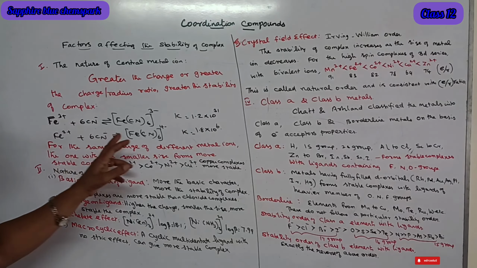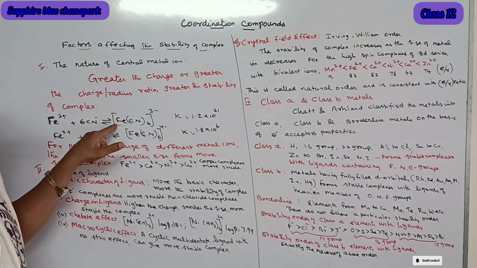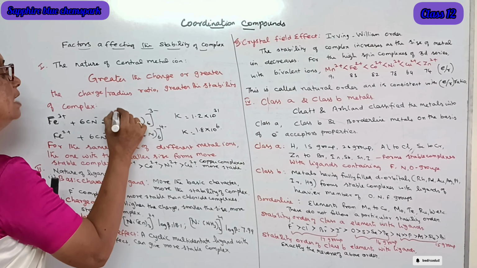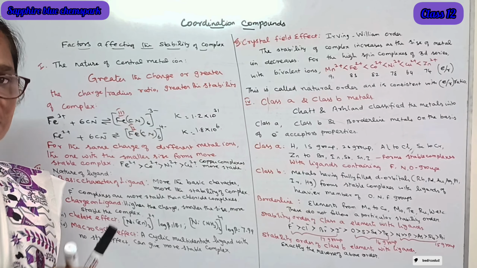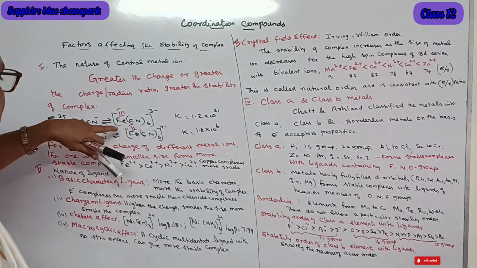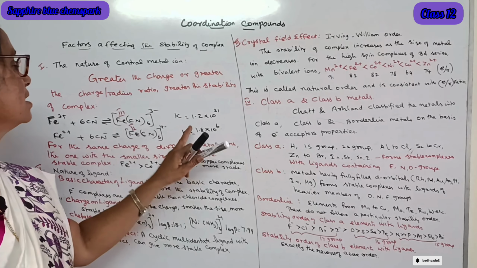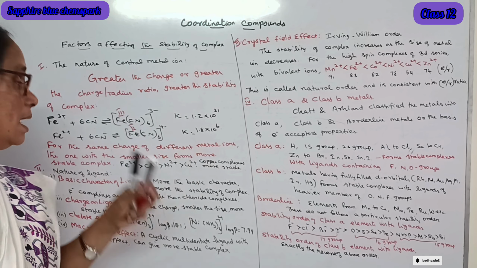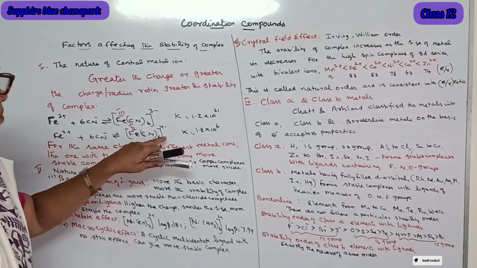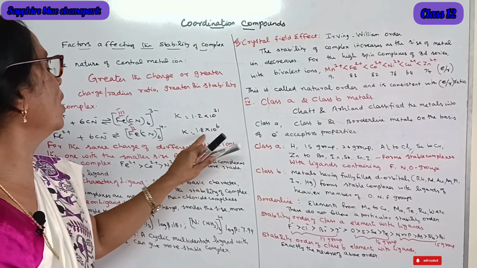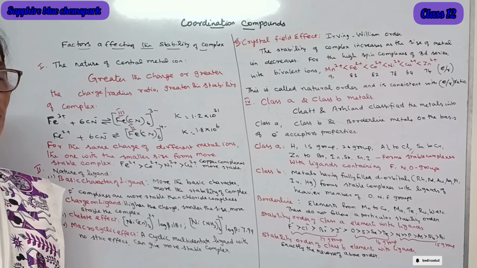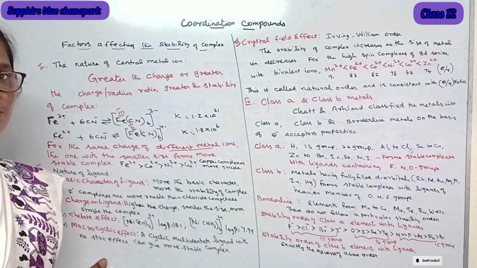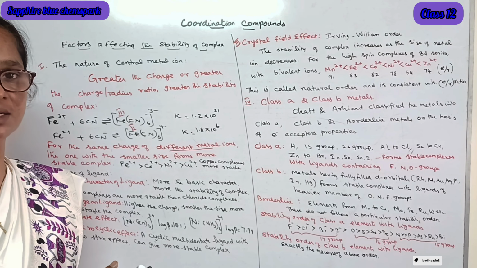We may find an example, the complex of iron. In one case the iron is in +3 oxidation state, in the other case the iron is in +2 oxidation state. So in the +3 oxidation state, the stability constant is given by 1.2 into 10 power 31. At the same time, iron(II) gives a stability constant of only 1.8 into 10 power 6.